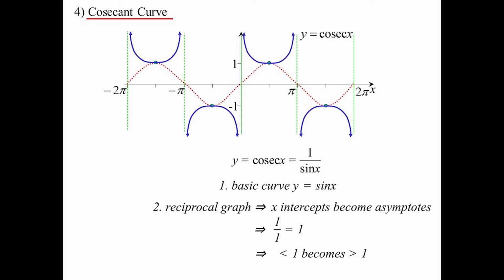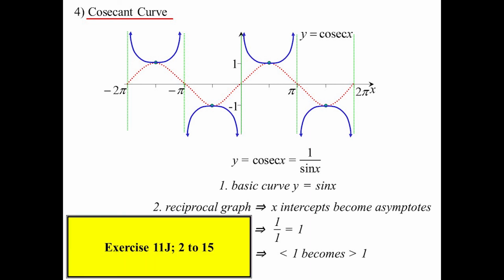Sec x would be a similar one, but shifted along. And cotan is also similar to the tan curve with a bit of a shift. I won't draw all of them up. I'll just stop it there. So 11J, 2 to 15, is just looking at those basic trig curves and questions on that.